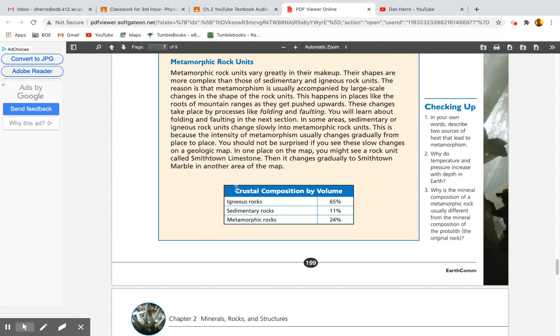Igneous rocks. Crustal composition by volume. Igneous rocks take up 65% of the volume. Sedimentary rocks take up 11%, and metamorphic rocks take up 24% of the crust volume.